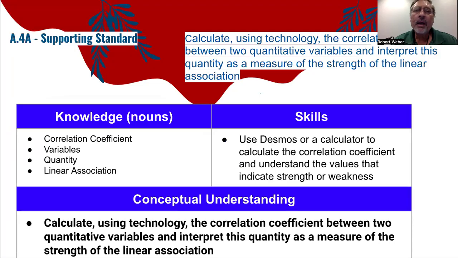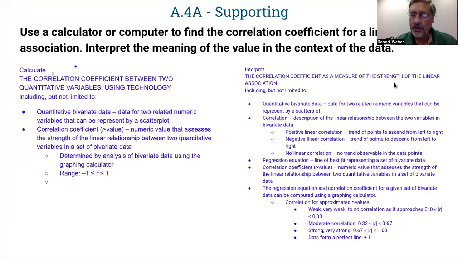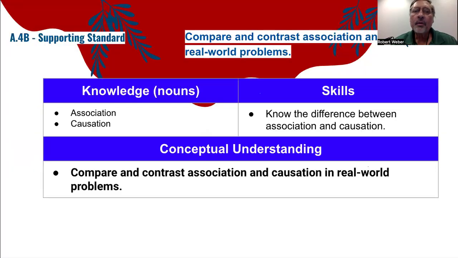Example problem 4A, calculate using technology the correlation coefficient. This is doing your regression. So if you're not familiar or strong with this, give me a call and I'll come out and lend you a hand. 4A example.